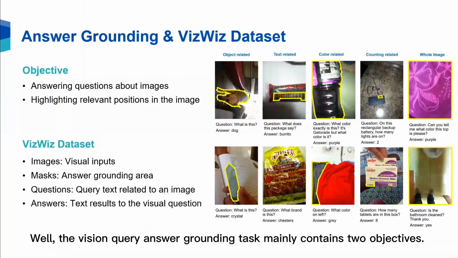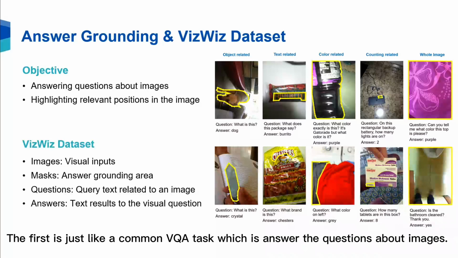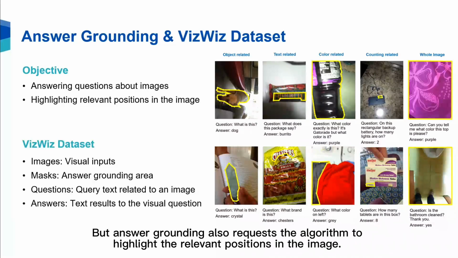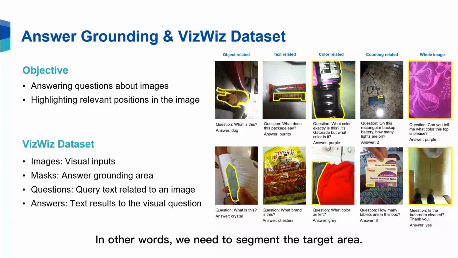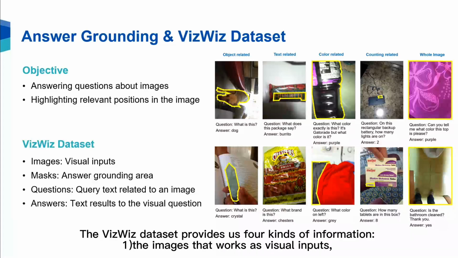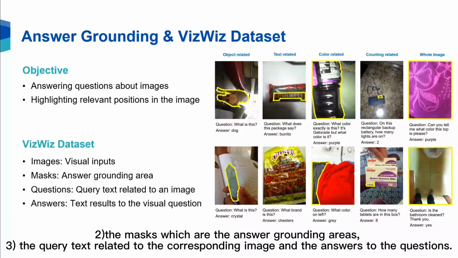Well, the visual question answer grounding task mainly contains two objectives. The first is just like a common VQA task, which is to answer questions about images. But answer grounding also requires the algorithm to highlight the relevant positions in the image. In other words, we need to segment the target area. The VizWiz dataset provides us four kinds of information: the images that work as visual inputs, the masks which are the answer grounding areas, the query text related to the corresponding image, and the answers to the questions.